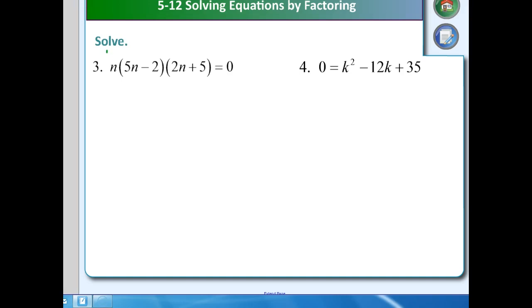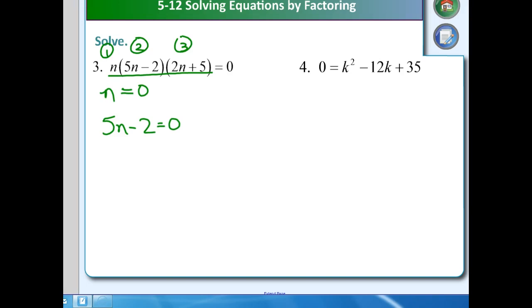Here's part number 1, that little n by itself. Here's part number 2, and here's part number 3. If the whole thing equals 0, then each part equals 0. So we've got 3 parts, so we've got 3 problems to solve. Well, that first little n equals 0, and he's done.